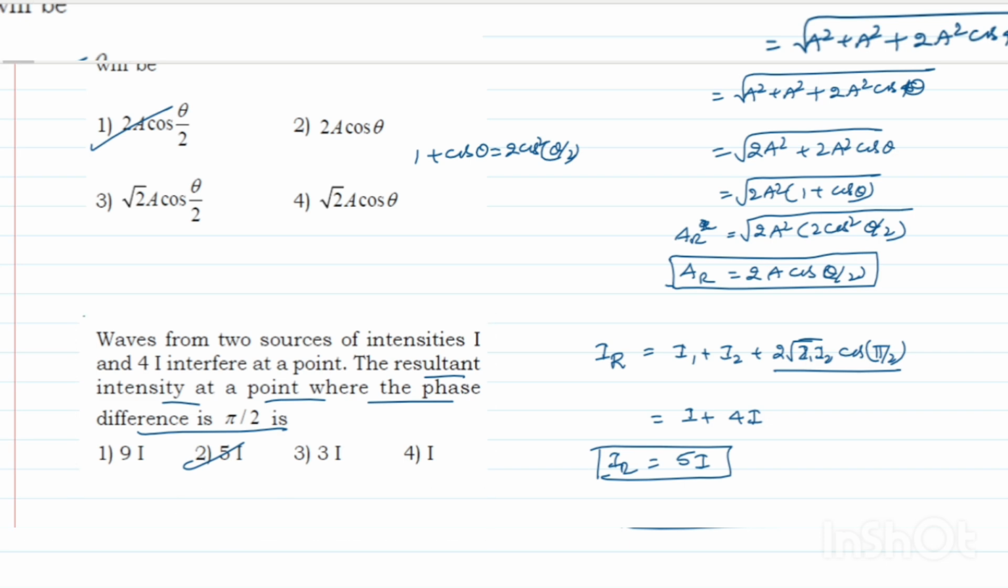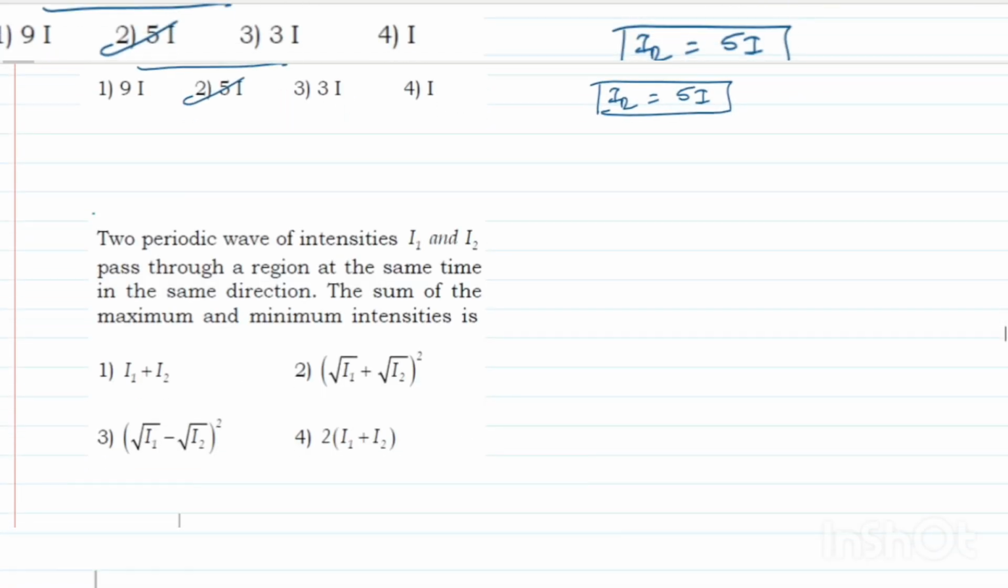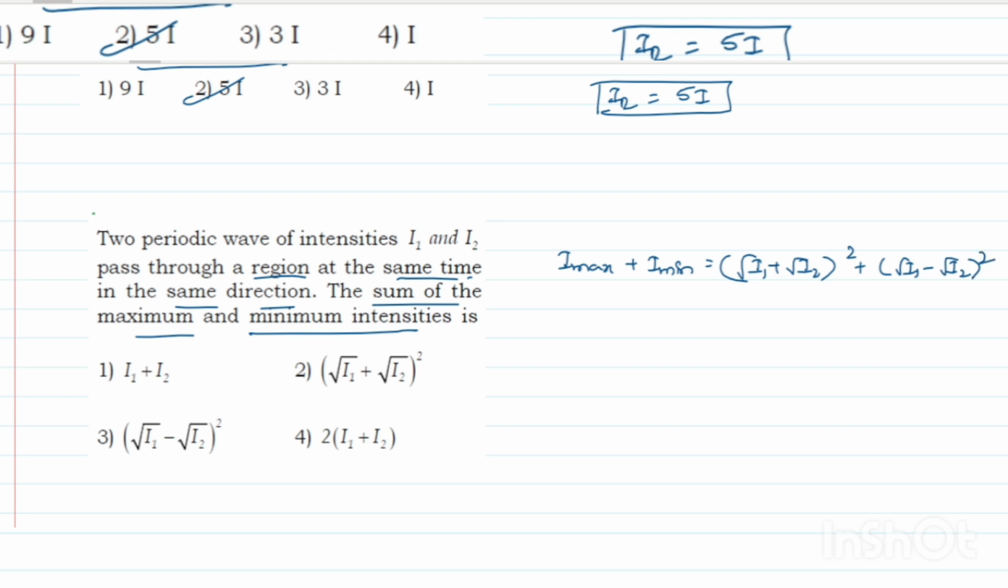Let us see the next question, students. Two periodic waves of intensities I1 and I2 pass through a region at the same time in the same direction. They are asking for the sum of the maximum and minimum intensities. For the maximum intensity, the formula is (root I1 plus root I2) whole square, plus I minimum, which is (root I1 minus root I2) whole square. Now it is in the form of (a plus b) whole square plus (a minus b) whole square.